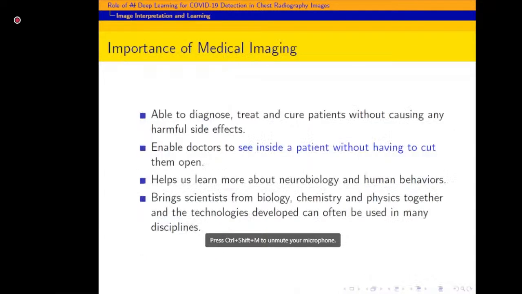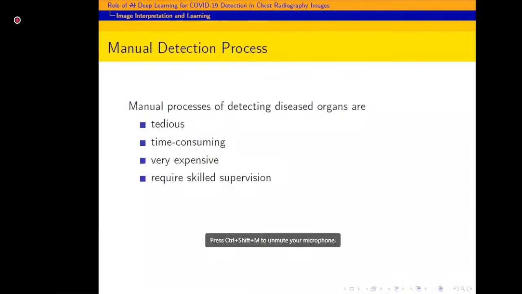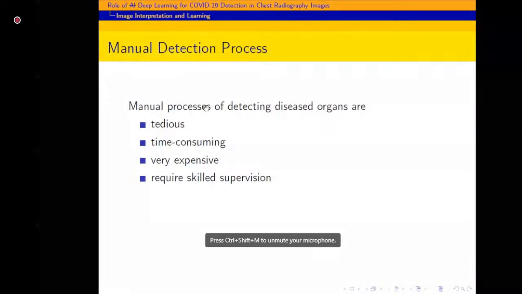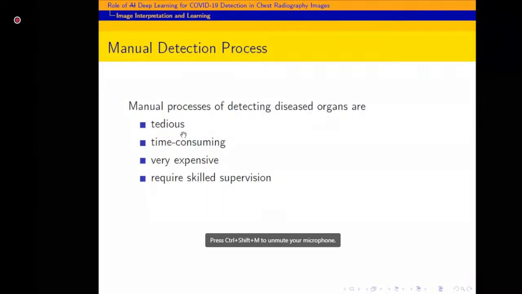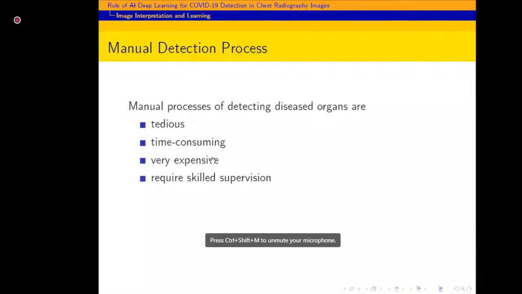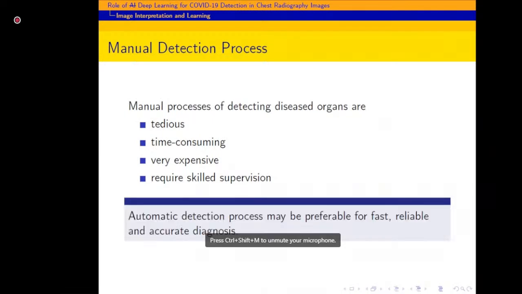And the process is basically a tedious, time-consuming, and of course very expensive process. And it always requires supervision. It always demands domain experts, which you may not find in rural areas as well. So here are some of the limitations of the manual detection process, and this tends towards developing automated detection algorithms or systems which may be preferable for fast, reliable, and accurate diagnosis.